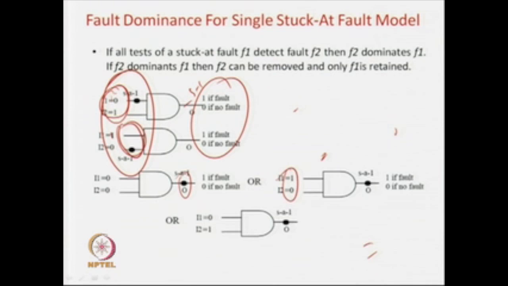That is, if you take a stuck at one fault at the input, and a stuck at one fault at the input, automatically the stuck at one fault at the output is tested. So at least one fault you are reducing. Whatever you are reducing is good for us. So some reduction is there, but it's not as high as fault equivalence.